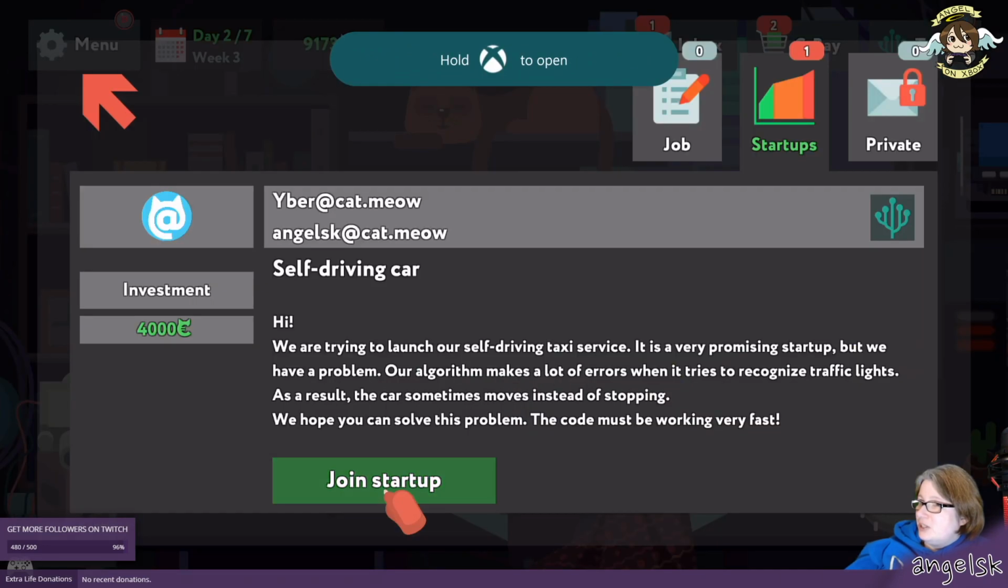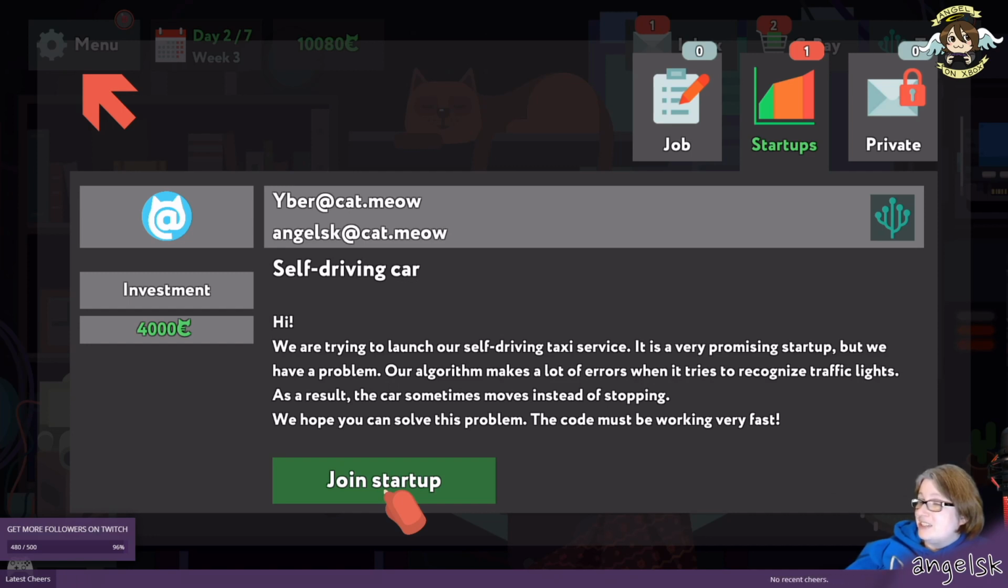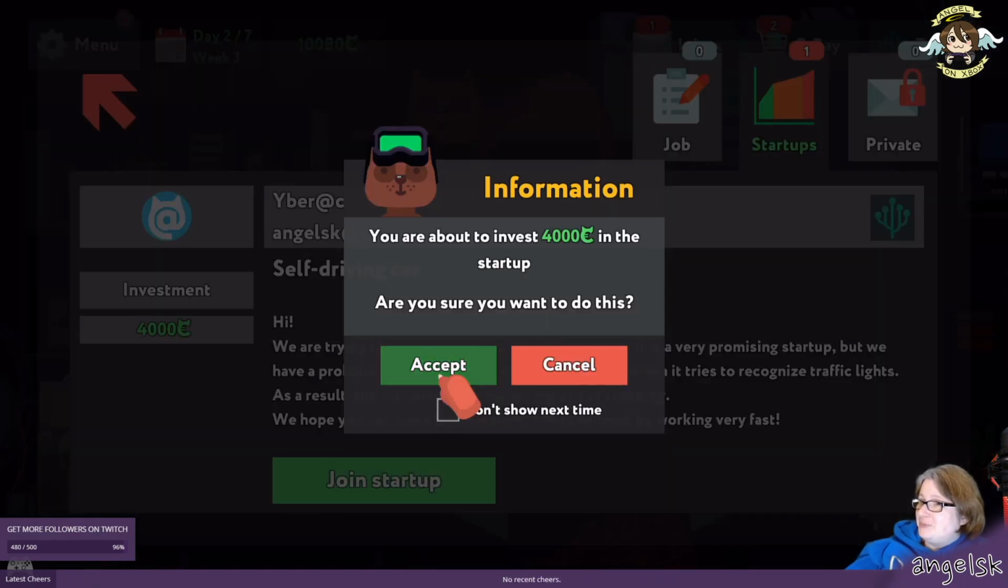Right. Self-driving car. Trying to launch our self-driving taxi service. It's a very promising startup, but we have a problem. Our algorithm makes a lot of errors when it tries to recognize traffic lights. That is a big problem. So the car sometimes moves instead of stopping. We hope you can... Whoa, okay.